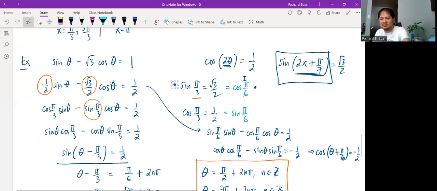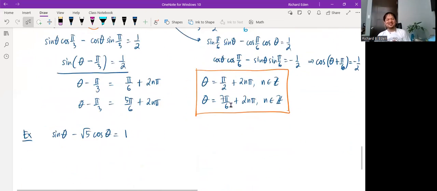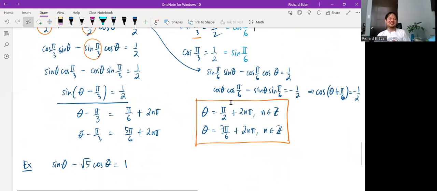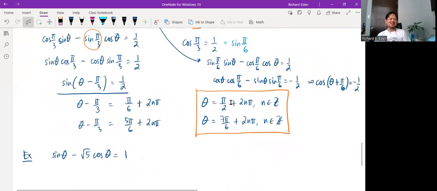Tapos gagawin niyo po, ganito po yung problem. Sine theta minus... yung mga number of nested square roots po is the second largest prime number. Tapos sa pinakababa po is the biggest prime number. Tapos cosine theta equals 1. Okay, akala ko ba gusto mo gumawa ng problem? Akala ko ba, kalaban mo ang problems you're suggesting. Dito muna tayo. Mga nested nested square roots ka ba?